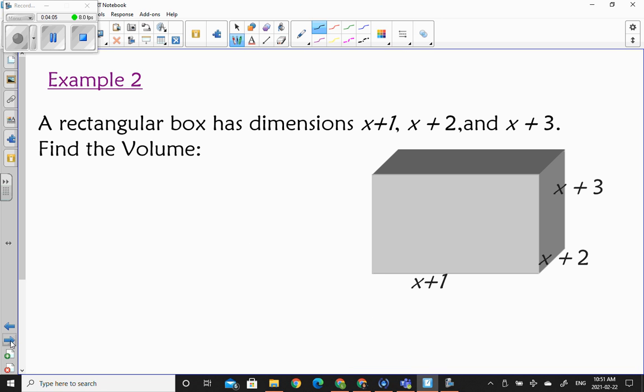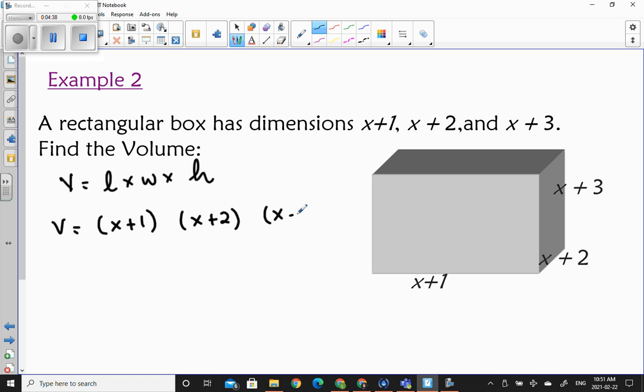Our second example, we have a rectangular box that has the dimensions x plus 1, x plus 2, and x plus 3, so length, width, and height. And it's asking you to find the volume of the box. So the volume of the box is basically length times width times height. And instead of giving you numbers for those dimensions, you're given binomials. So you're going to multiply the length, which is x plus 1, with the width, which is x plus 2, with the height, which is x plus 3.